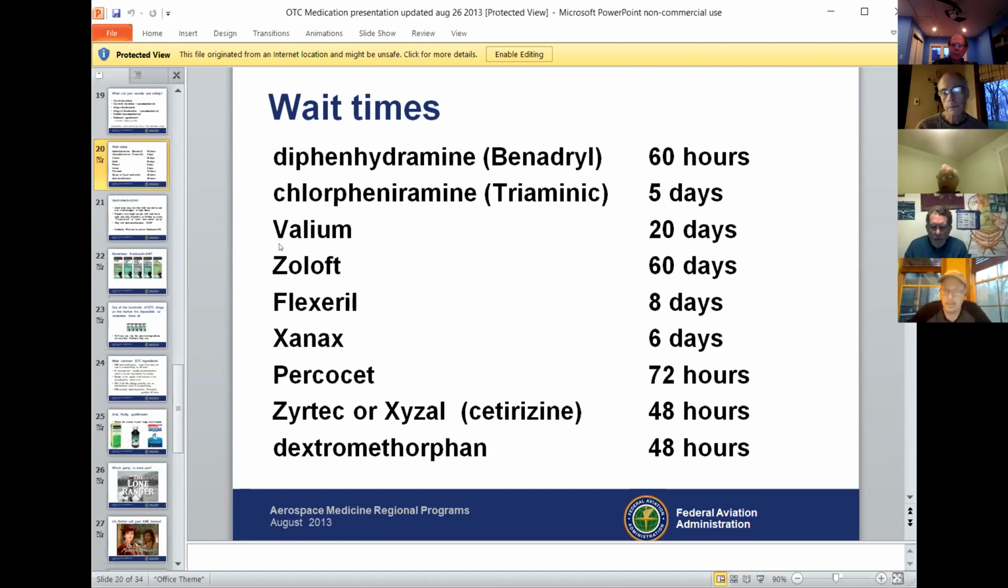I have a question. I take Flexeril every now and then. It says 8 days for Flexeril. Is that if you're on it chronically, or if you just take it one time? If you take it the first time, that's when this applies, with the caveat that in any individual, there may be various different side effects.